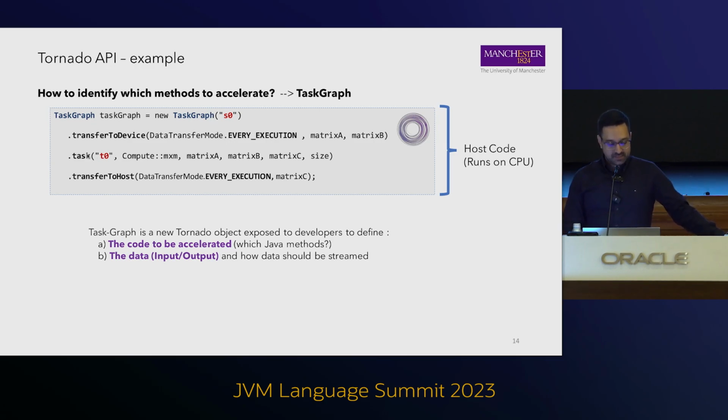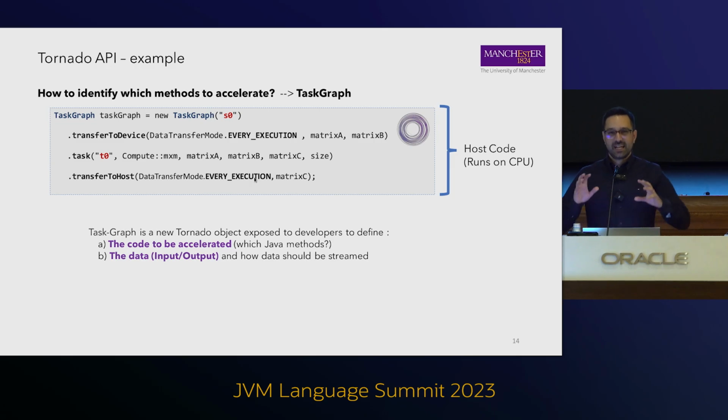Then we have a set of tasks. In this example, I want to simplify. We have one, but we can have many. And that's actually the beauty of this API. And in this case, the syntax is as follows. So we pass a name. Again, this is for the profiler or for changing the device at runtime. And then we have a reference to an existing Java method. And this could be any method accessible from your class. And then we pass the data as any other function call. And then we transfer the results back to the host.